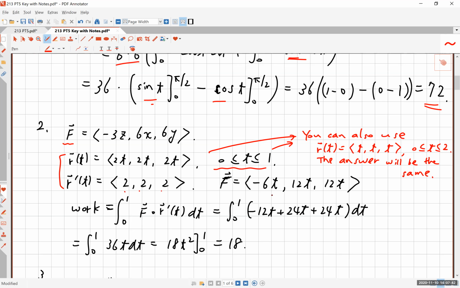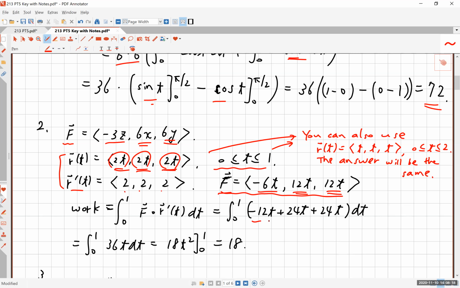You write F in terms of X, Y, Z. Notice here, this is X, this is Y, this is Z. So negative 3Z, which is your X component, is negative 3 times this. That's negative 6T. And then 6x, which is the second component, is 6 times 2t, which is 12t. And then 6y is 6 times 2t, which is also 12t. This may be a little confusing because you have 3 components, but I don't think it's going to be too difficult.